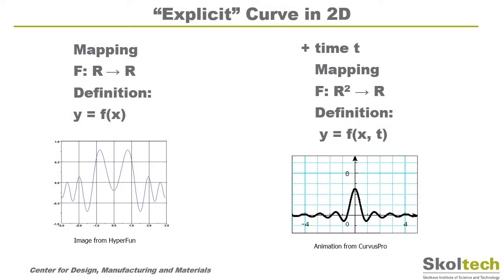The first example of a mapping is a well-known expression, y equals some function of x. This expression defines a curve in two-dimensional space, but it uses a single parameter x, so the curve is a one-dimensional shape. If we add one more parameter, for example time, we can get an animation as you can see on this slide on the right side.